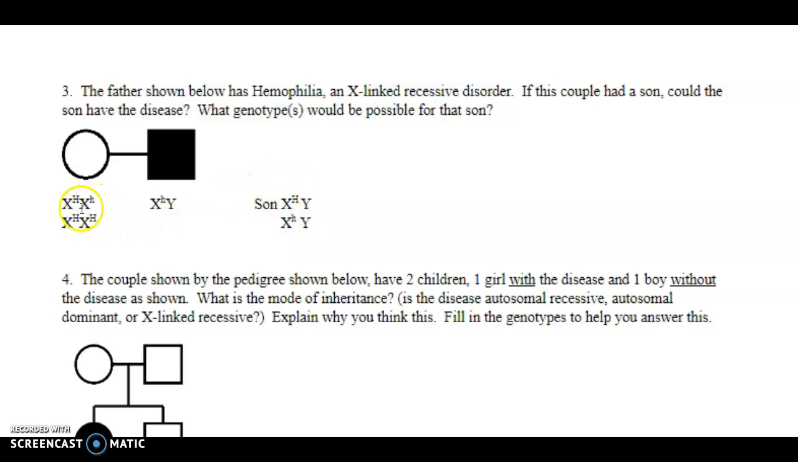So if mom is heterozygous, she could give a big H, and then dad gives his Y. Or she could give a little h, and dad gives his Y. And so if mom is heterozygous, there's a 50-50 chance that that son will be affected because mom is a carrier. She could pass that trait on to her son. In the case of her being heterozygous, she would pass on that little h. In this case, he would be affected. If she is homozygous, he would have to be a normal son. If she's heterozygous, there's a 50-50 chance that he could have the hemophilia.